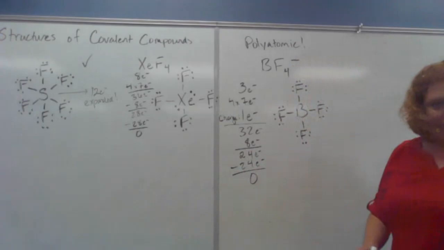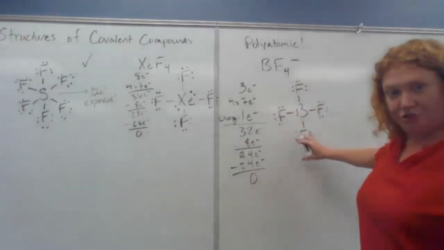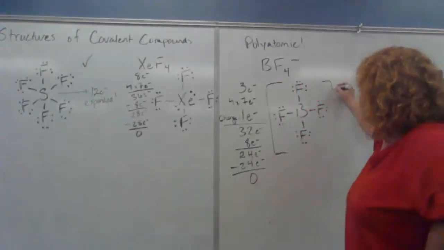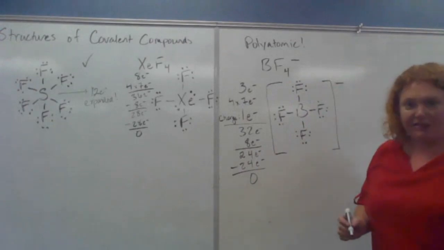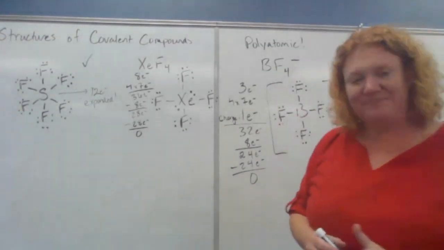And now for a Lewis structure for an ion, what we do is after we draw the sketch, we enclose the entire sketch in brackets and put the charge outside the brackets. This is the correct format for an ion as a Lewis structure.